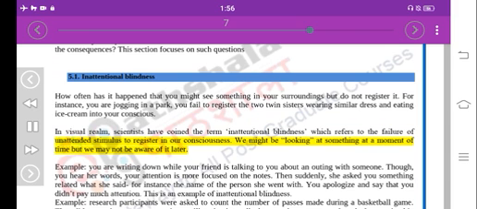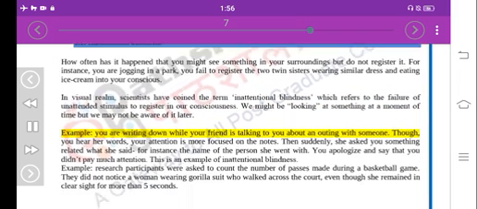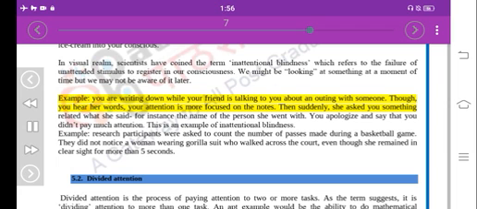Example, you are writing down while your friend is talking to you about an outing with someone. Though you hear her words, your attention is more focused on the notes. Then suddenly, she asks you something related to what she said, for instance, the name of the person she went with. You apologize and say that you didn't pay much attention. This is an example of inattentional blindness. Example, research participants were asked to count the number of passes made during a basketball game. They did not notice a woman wearing a gorilla suit who walked across the court, even though she remained in clear sight for more than 5 seconds.